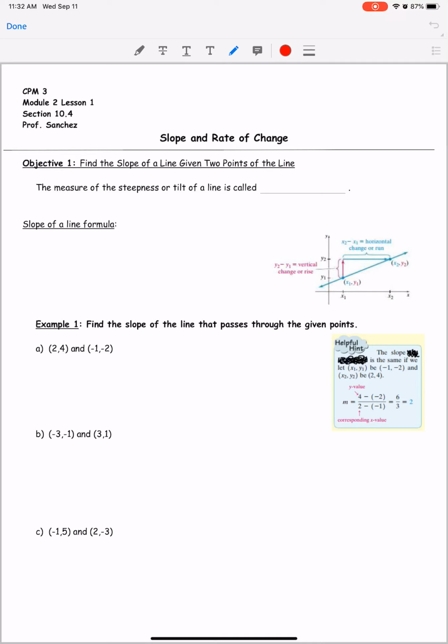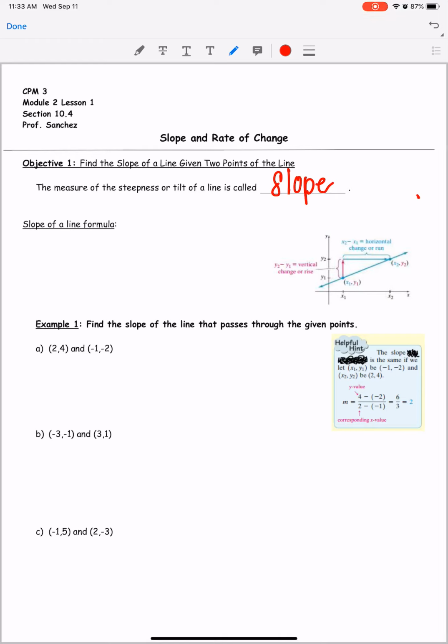We have already learned two ways to graph a line. We're going to learn a third way. But before we can learn that third way, we need to go over what slope is and what it means first. So objective 1 is to find the slope of a given line, or of a line given 2 points of the line. Your first definition here is the measure of steepness or tilt of a line. This is called your slope.